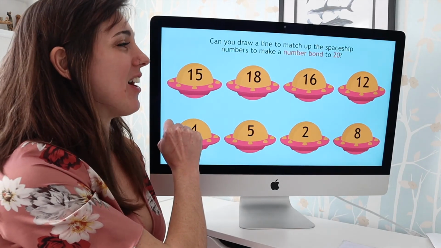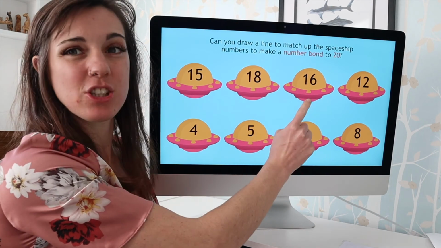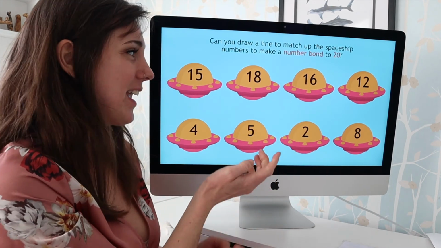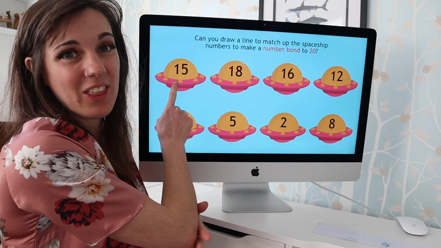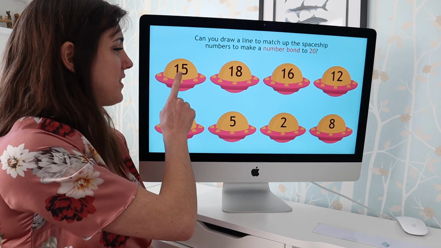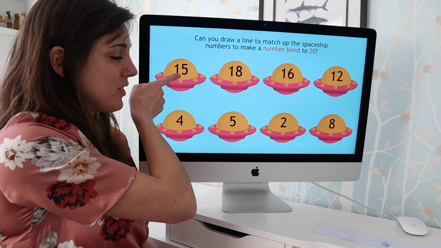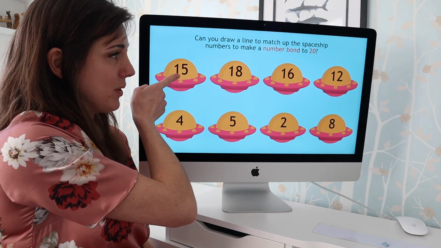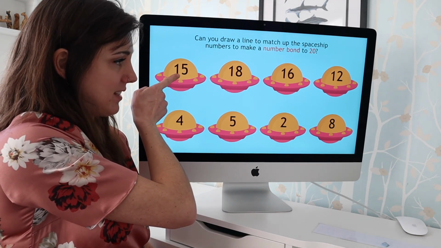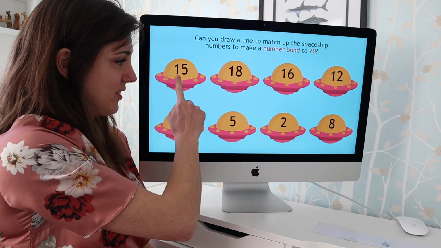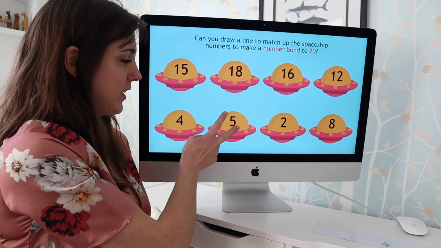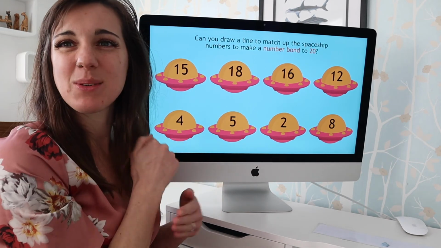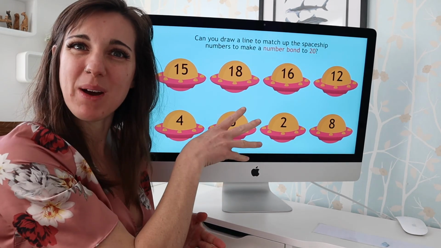We need to draw some lines between these numbers to match them up to make number bonds to 20. I'm going to do the first one with you. Then you're going to pause the video and see if you can work out the rest of them. 15, add something. Can you see the number at the bottom that would add to 15 to make 20? I can spot it. Drawing a line from 15 to 5, because 15 add 5 equals 20. See if you can do the rest of them by yourselves.